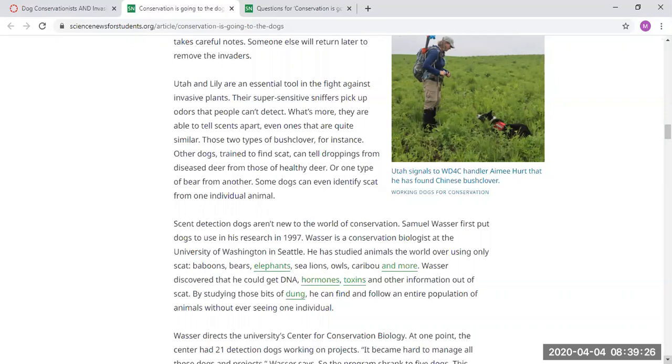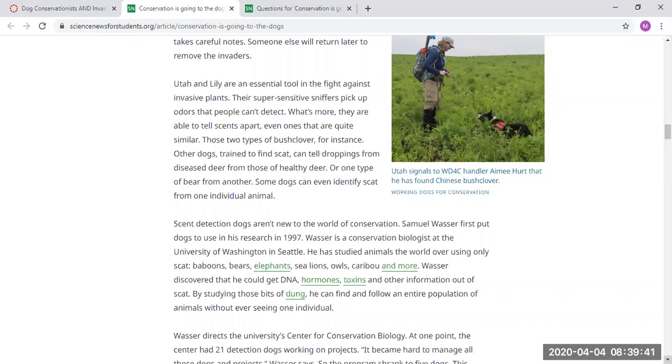Scent detection dogs aren't new to the world of conservation. Samuel Wasser first put dogs to use in his research in 1997. Wasser is a conservation biologist at the University of Washington in Seattle.